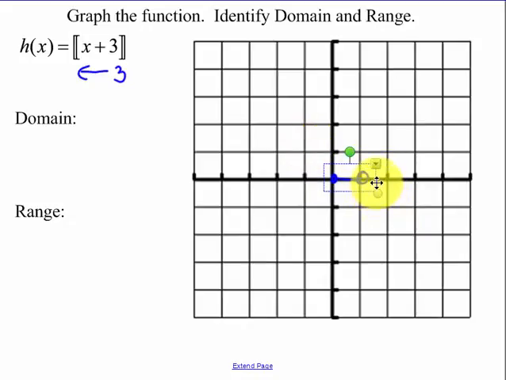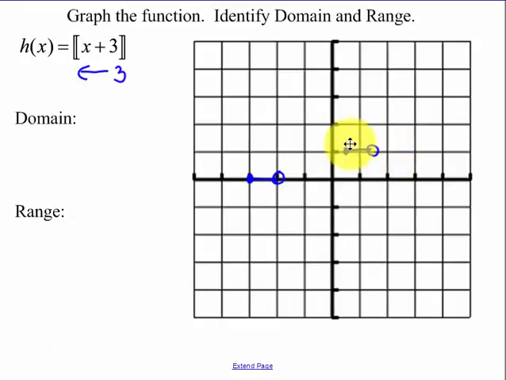What do I have to do with this? I have to translate it 3 units. 1, 2, 3 units. Okay. And that gets you your starting point. So I always start with this first bar and then I do my translations to it. Okay. My next bar would have been there.